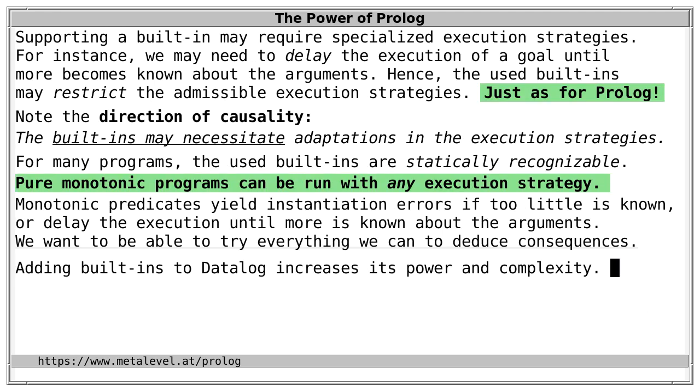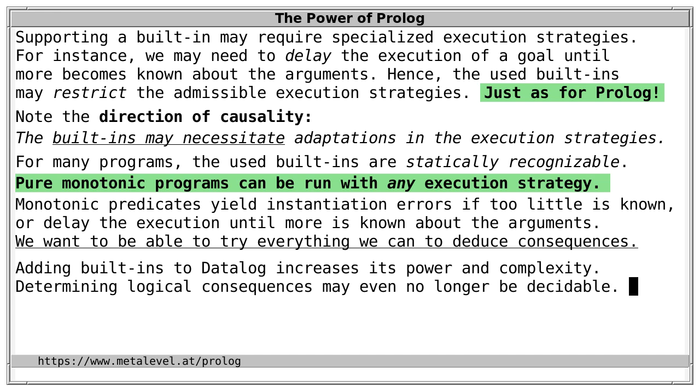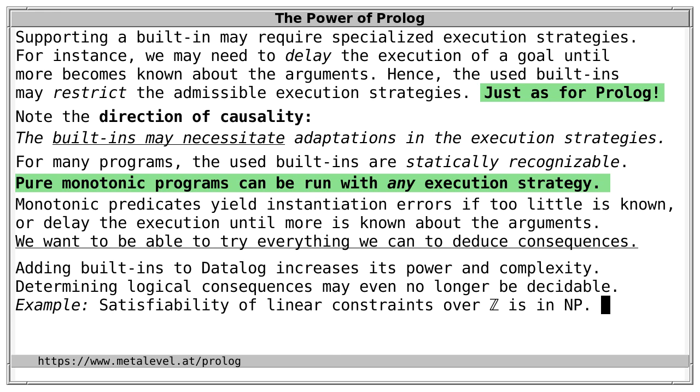So for implementers, an important question is, which built-ins should be added to Datalog? Because they increase the expressive power of the language, and on the other hand, they also increase its complexity. In fact, the complexity can become so great that the logical consequences are even no longer decidable. For instance, consider arithmetic constraints over integers. Linear constraints over integers are decidable. They are NP-complete, so presumably of lower complexity than Datalog.